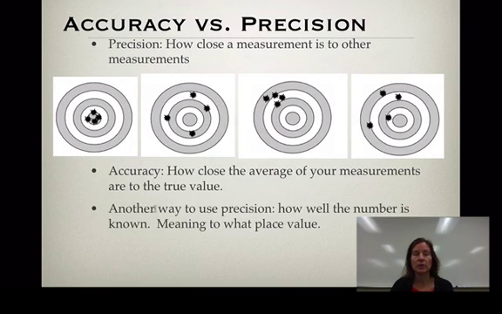So if you look at these four targets on the screen, the first one you can see all four of the shots on the target are grouped in one area, which means they are very precise. The measurements are close to one another, but it's also accurate because it's on the bullseye. The second one, if you look, the four are not near each other, so that is not a precise situation, but it is accurate. Because if you took the average of those, you would probably get the bullseye. The third one is very precise. All four of your measurements are grouped, but they are not on the target, so they are not accurate. And then the last one is neither accurate nor precise.